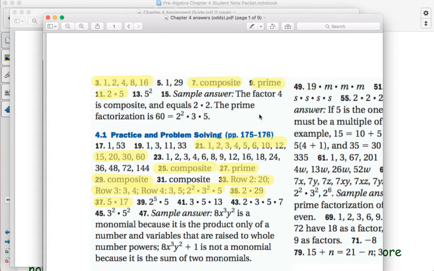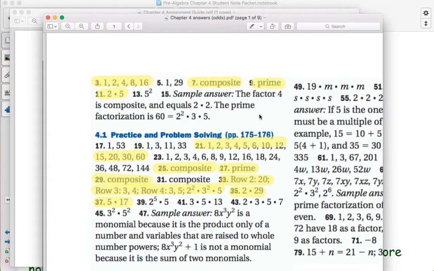Question 21, the factors of 60, there's a lot of them, are 1, 2, 3, 4, 5, 6, 10, 12, 15, 20, 30, and 60. 25 is a composite number, 27 is a prime number, 29 is a composite number. 33, row 2 should be 20, row 3 should be 3, 4, row 4 should be 3, 5, and the prime factorization is 2 times 2, which is 2 squared, times 3, which is 3 squared, times 5. So it's 2 times 2 times 3 times 3 times 5. And that is going to give you 4 times 9, which is 36, times 5, should be 180.